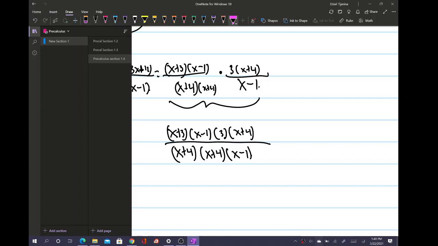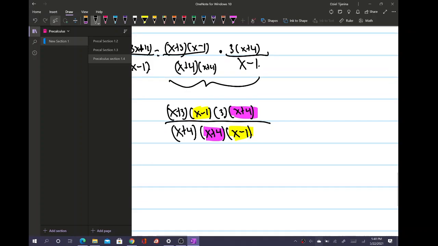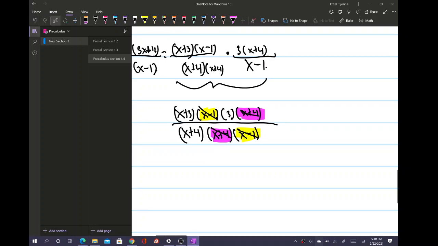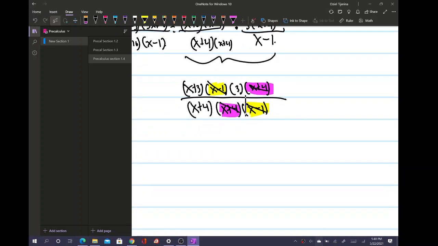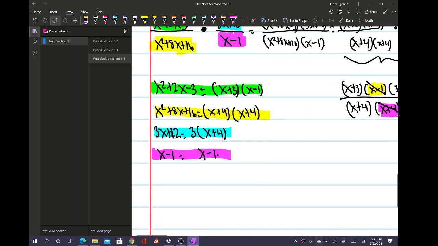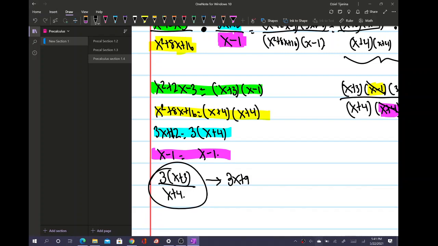Now, notice the following common terms. We have x plus 4, and we also have x minus 1 and x minus 1. So we can go ahead and cross those out, right? Okay, and then we are just left with 3 times x plus 3 over x plus 4, right? Now you can leave it like this, or you can also simplify it and say that this is 3x plus 9 over x plus 4. Either way, it's correct.